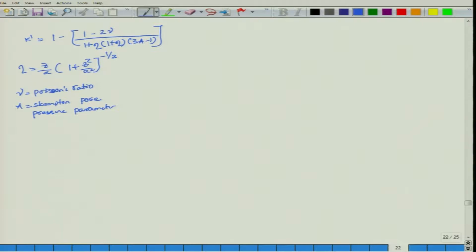For most soils, Poisson's ratio varies between 0.1 and 0.3, A varies between 0 and 1, and from there K prime comes out to be 0.6 to 0.9, and lambda comes out to be 0.5 to 0.8.